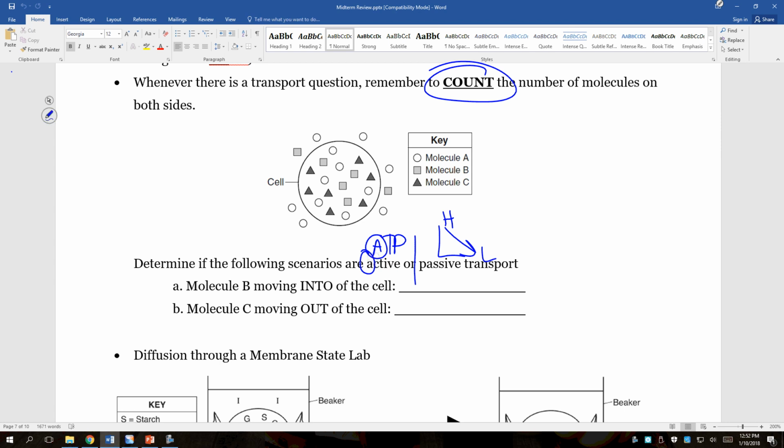So it says molecule B moving into the cell. First thing I do is ask, what does molecule B look like? That's going to be the square. So I count up how many I have on the outside. I have 2 on the outside there. Then I count how many I have on the inside. 1, 2, 3, 4. 4. Here it says moving into. Sometimes people are uncertain what way to draw the arrow. It's always going to tell you in the question. I draw my arrow that way.